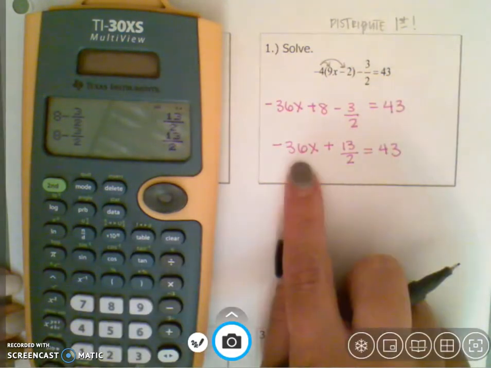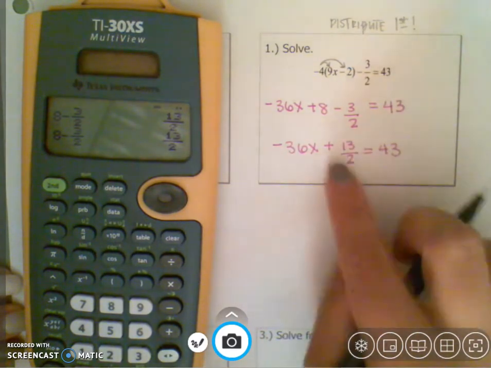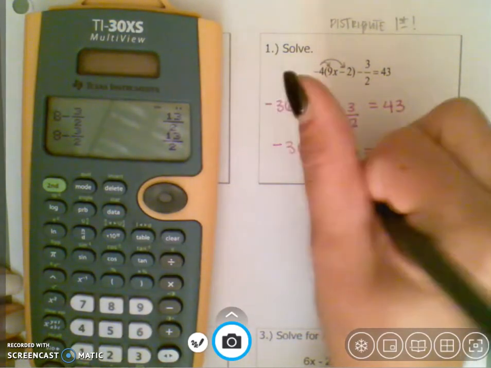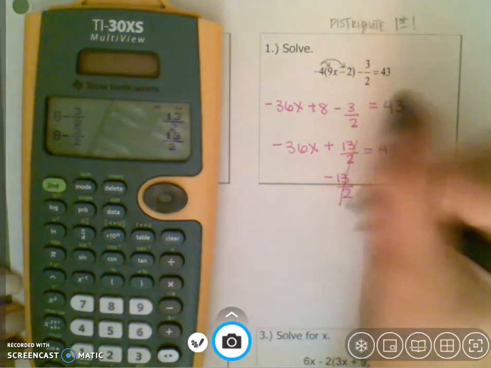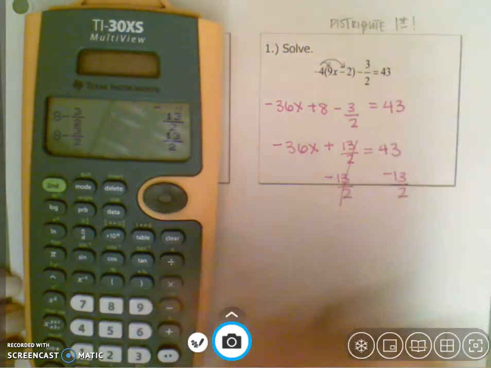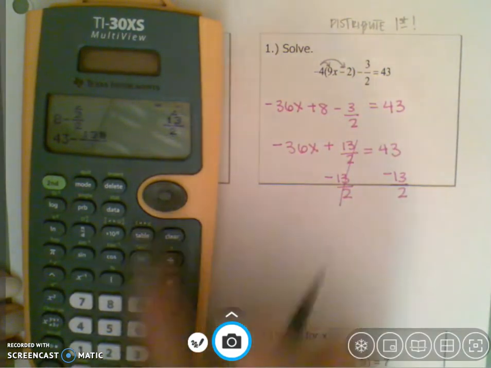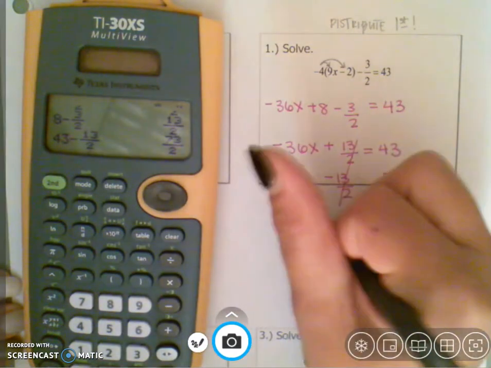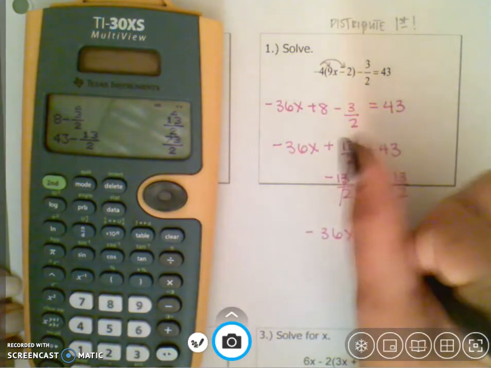And you're solving for x, so I need to move this to the other side. In order to do that, it's positive, so you have to subtract. Whatever you do to one side, you have to do to the other. So again, use your calculator. 43 minus fraction 13 over 2 gives you -36x equals 73 over 2.